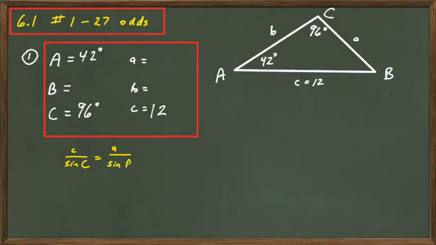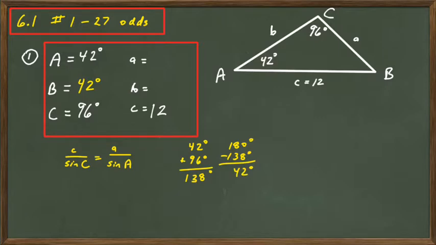Now it doesn't matter, I could use A over sine A or B over sine B. The problem is I don't know the angle B. It's not that it's hard to find because 42 degrees plus 96 degrees is 138 degrees. If you subtract 138 degrees from 180 degrees, I think that leaves you 42 degrees. So apparently this is an isosceles triangle. Because if you have two base angles being the same, the sides opposite them should be equal because it's isosceles. But we'll find that out now.